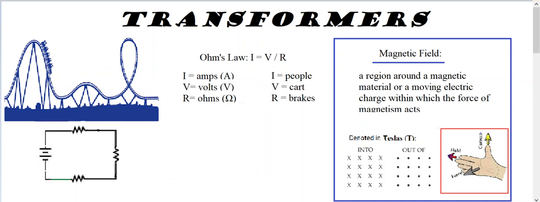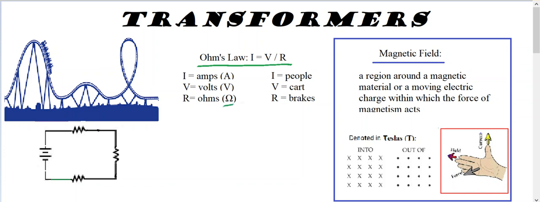In this video, we will be learning about circuits, Ohm's law, transformers, magnetic field, and magnetic flux. To start off, we need to learn what Ohm's law is. Ohm's law states that the current I is equal to voltage over resistance, where I is measured in amps, denoted by capital A, V measured in volts, denoted by capital V, and resistance measured in ohms, denoted by this half circle symbol you see here.